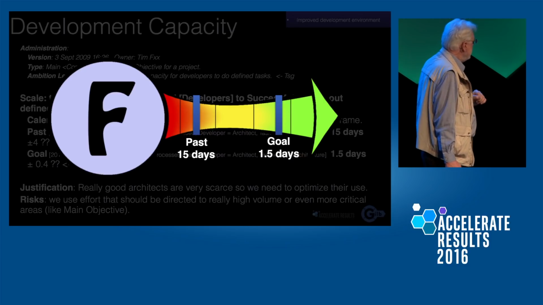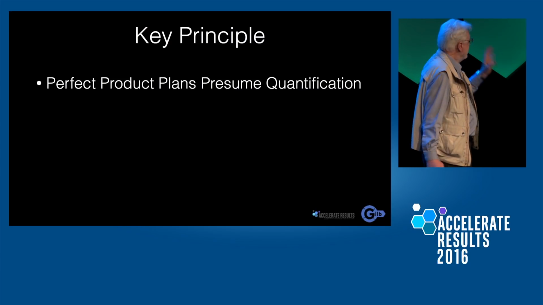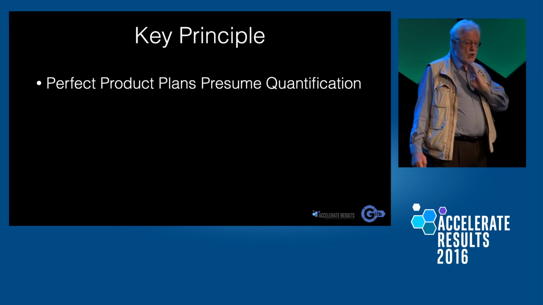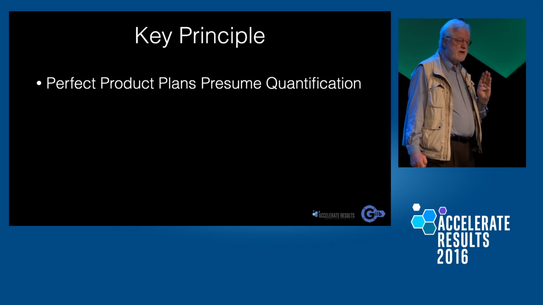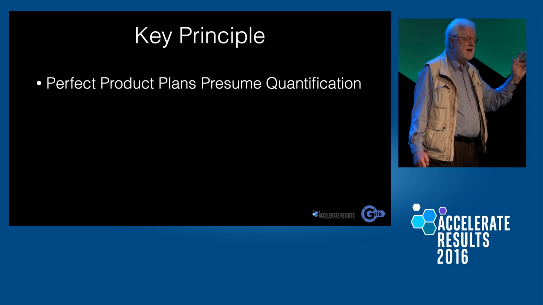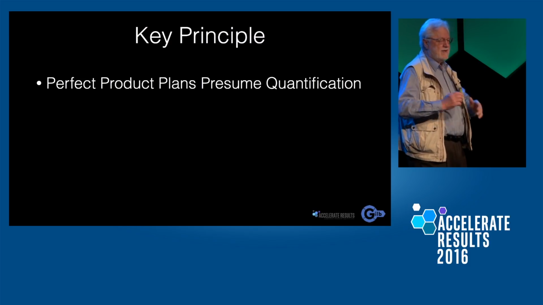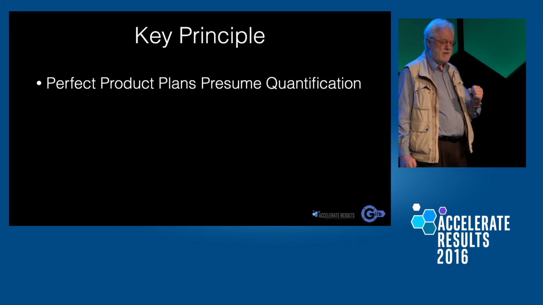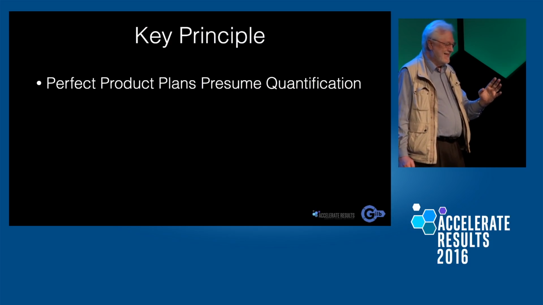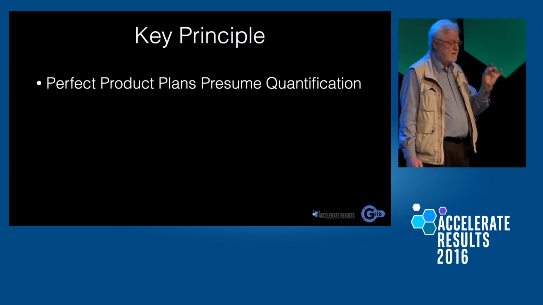So the key principle here is that perfect or near perfect product plans presume quantification. And it's something you can't take for granted. A lot of people say, well, we quantify all the dollars here and the seconds here, but this soft stuff, this user friendliness and security, well, you know, we just say we're going to have extremely high security and fantastic user friendliness. And these are soft, so you can't quantify them. Of course you can. That's wrong. But some people don't know that, and they don't know how.